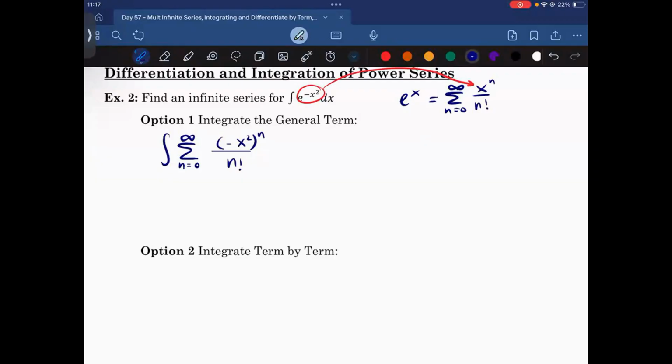And now what I'm going to do is take the integral of that. Oh, I've got to get my dx there because we're integrating with respect to x. So make sure you don't integrate with respect to n, because n is technically our constant. I'm going to separate this out a little bit to make it easier for me. So we have the negative x squared. That's a negative 1, right? Just pull out the negative 1 to the n power. And then we have x to the 2n dx.